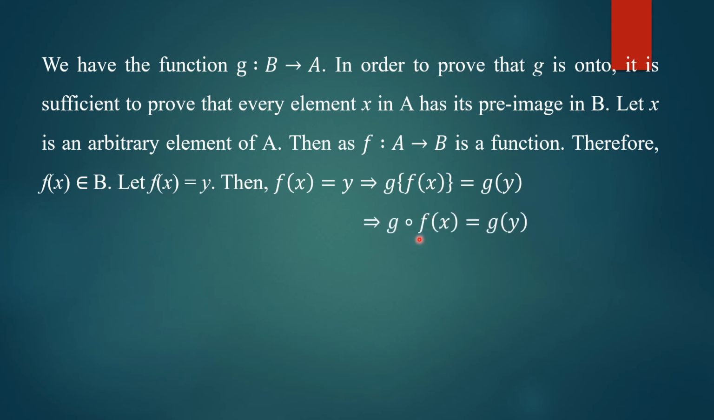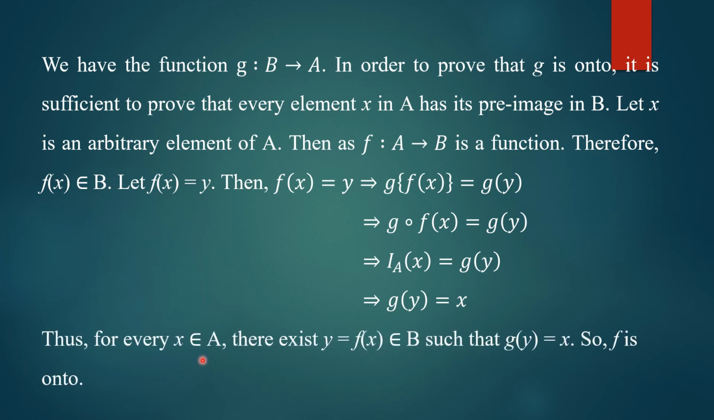But gof is again the identity function. So we write I_A, identity function, not element, identity function, I_A of x equal to g(y). But the image of I_A of x will be x again because it is identity. So I_A(x) is equal to x, and g(y) is remaining the same. So g(y) is equal to x. That means for all x in A, we have g(y) = x with y in B. So thus for every x in A, there exists y in B such that g(y) equals x, and therefore g is an onto function. I think this is clear to you. Go to the next part.